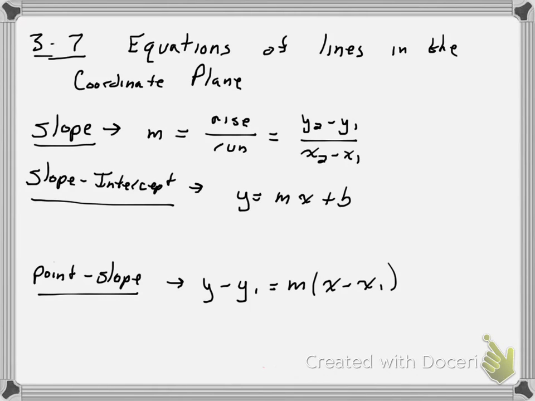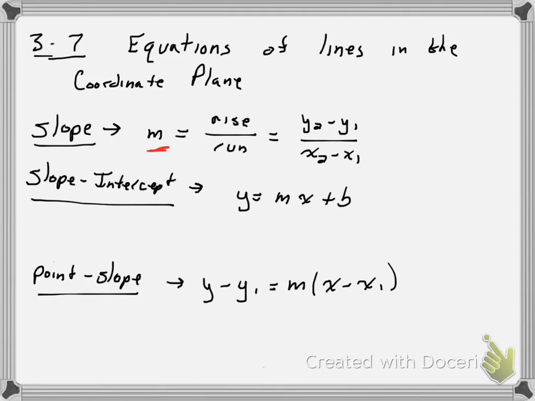3/7 is about equations of lines in the coordinate plane. A lot of this is a review from last year in Algebra 1, so it shouldn't be too difficult. Our slope is m, that equals rise over run, which is y2 minus y1 over x2 minus x1. Also change in y over change in x, however you want to think about it.